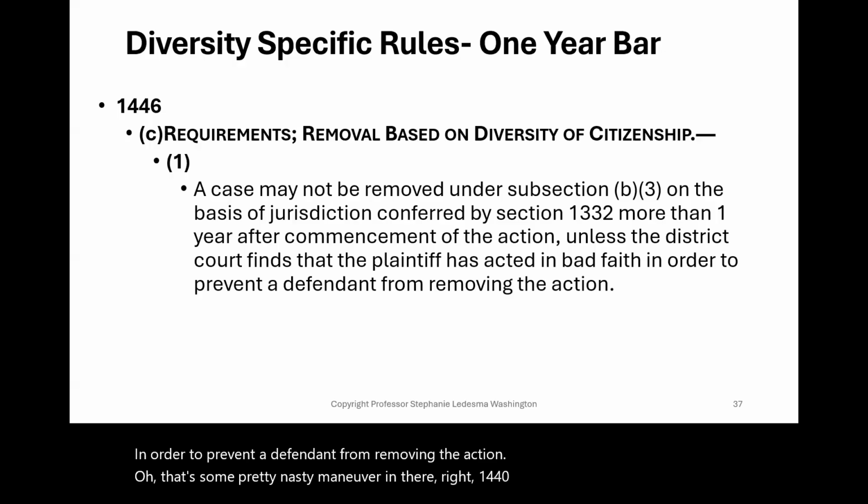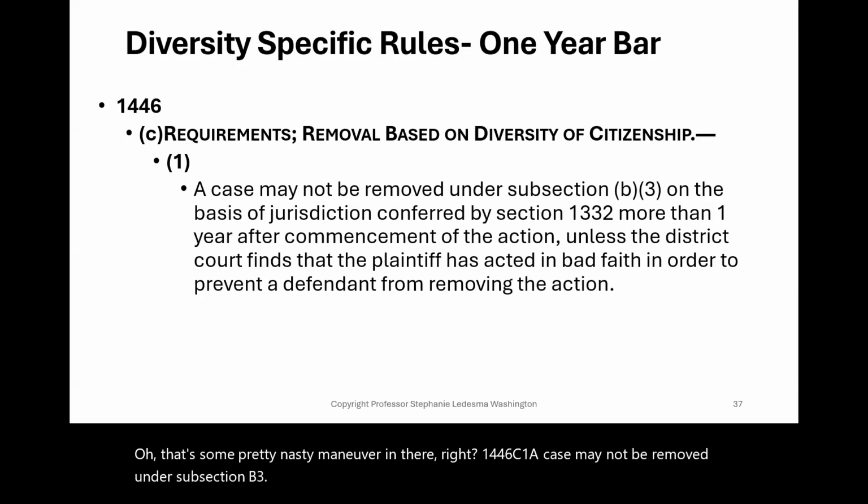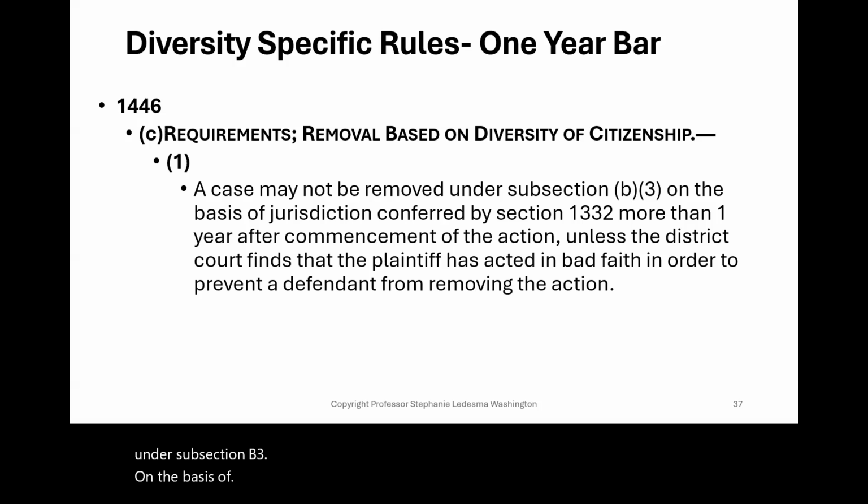1446C1. A case may not be removed under subsection B3 on the basis of jurisdiction conferred by section 1332 more than 1 year after commencement of the action, unless the district court finds that the plaintiff has acted in bad faith in order to prevent a defendant from removing the action. This is called the 1 year bar, and it's a fairness rule. Congress wanted to stop late stage forum shopping.